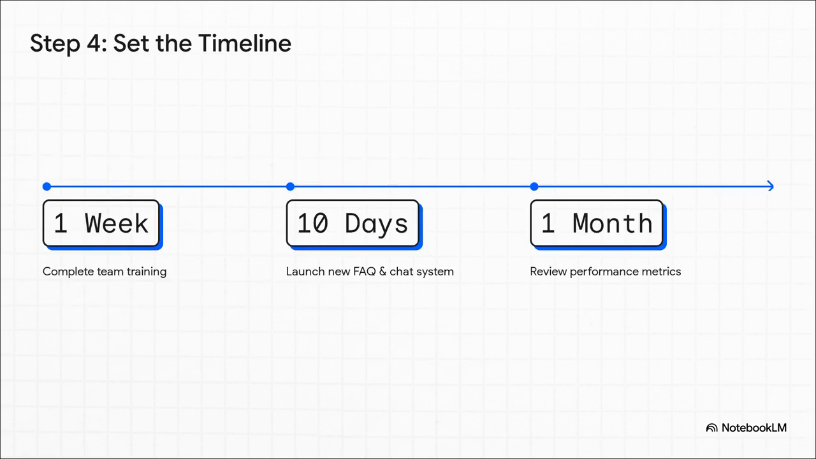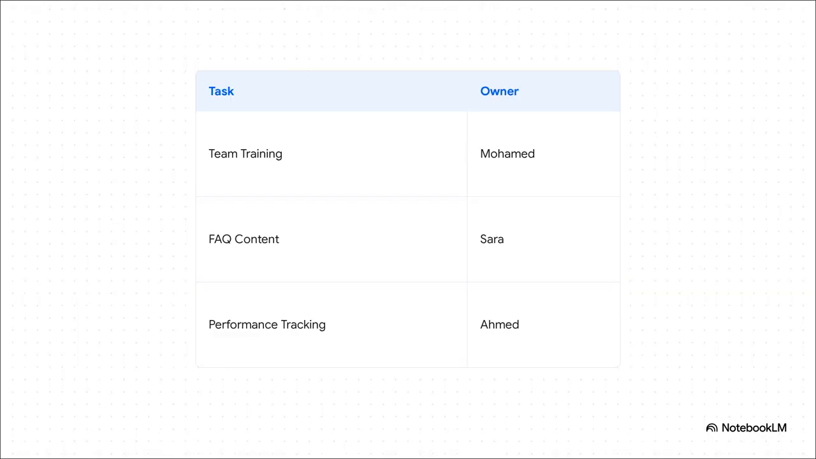Step 4 is where we set the timeline, because a plan without deadlines is really just a dream. By putting dates on things, you create real urgency and momentum. So team training gets done in 1 week. The new FAQ and chat system goes live in 10 days, and we review our performance metrics in 1 month. It's all locked in.